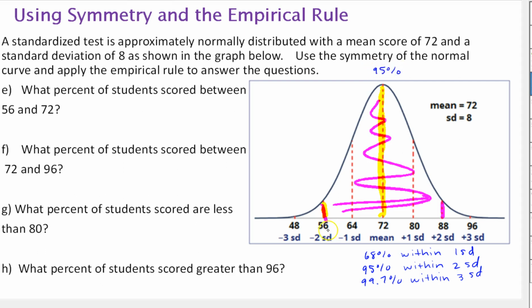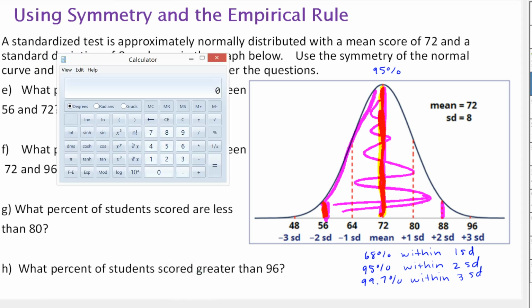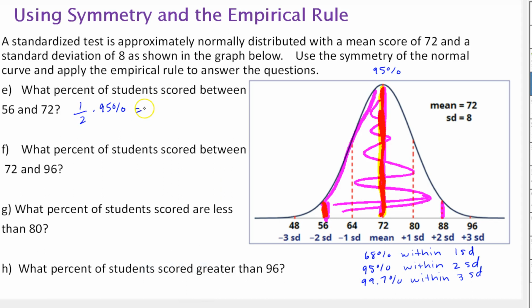Okay, but we just wanted the area between 56, let me get a highlighter, 56 and 72. So this piece right here is half of the 95%. So we have 1/2 of 95%, and you can find this by hand or on your calculator. Divide 95 by 2 equal pieces, which is 47.5%.